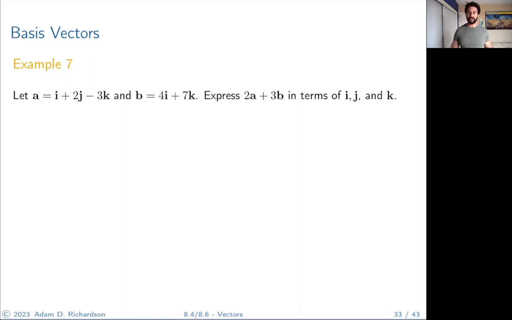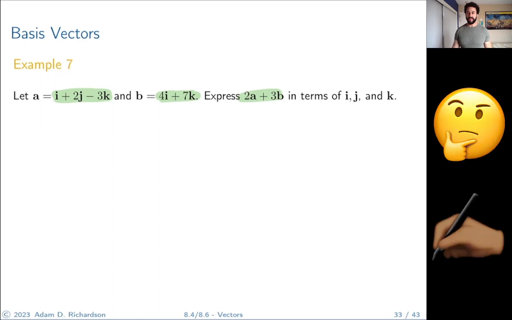Okay, so let's try this. This is one I want you to try on your own first, and then we'll do it together. Let's say I give you the vector A, which is i plus 2j minus 3k, and B is 4i plus 7k. Then I want you to compute the vector sum 2A plus 3B and write it in terms of i, j, and k. So think about it for a minute, and then try to work it out on your own, and then we'll do it together.